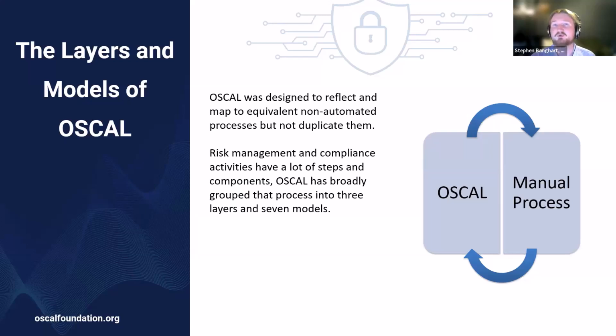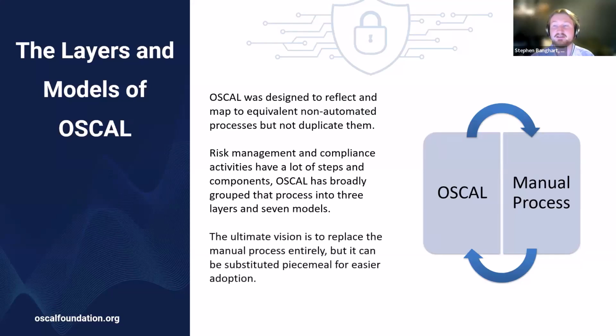When we say OSCAL, we're really referring to a collection of components that have been created to map and express those different steps and processes that make up risk management and compliance activities. And to do that, OSCAL has split things up into 3 layers and 7 models grouped within those layers. The ultimate vision is to replace all of those steps with the equivalent OSCAL version. But due to its design, we can substitute pieces of these processes with the OSCAL and automated versions as the capabilities develop.